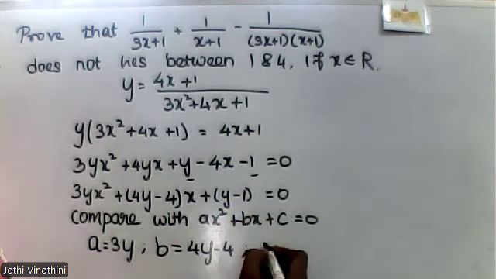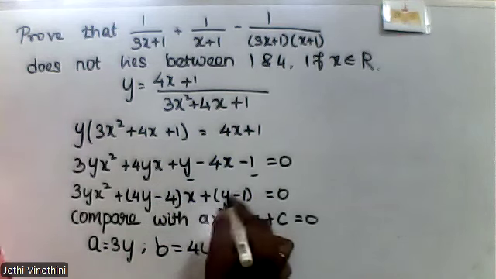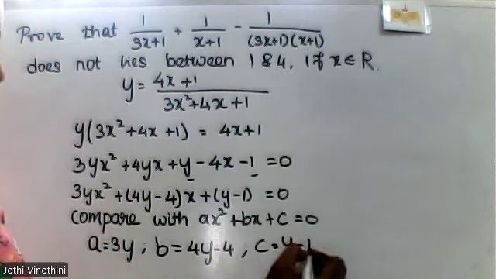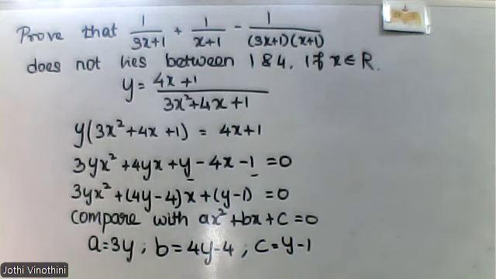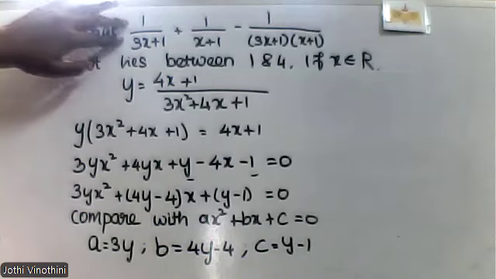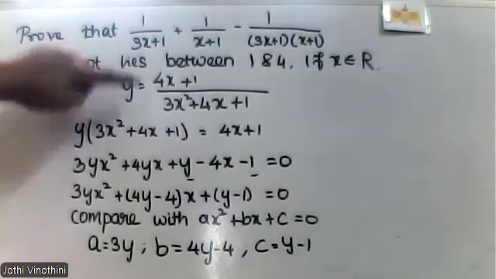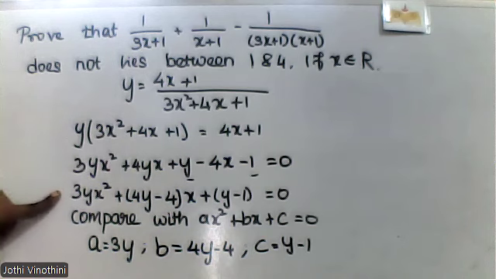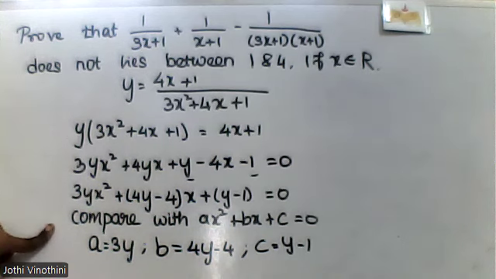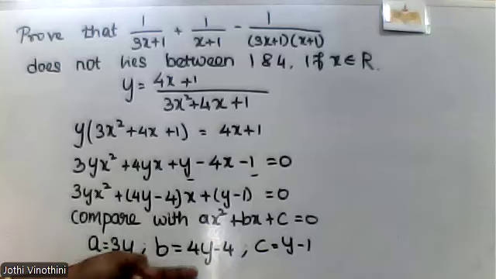Who is the constant here? So in this equation, the constant is y minus 1. Right? So what did we do so far? We took the equation, equated it to y, simplified the equation and compared it with ax squared plus bx plus c. While comparing this, we get the values of a, b and c. This is what we did so far.